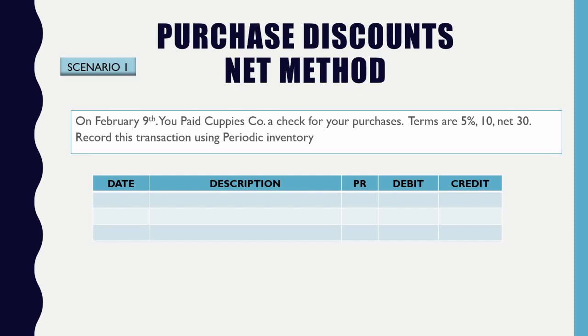However, just because we record it at the discounted amount, the idea is that we haven't paid for it yet. We owe them the money. So let's go ahead and take a look at scenario 1 once again, where it's now February 9th, and we finally make a payment to Cuppy's Co. In this case, our terms are still 5%, 10, net 30. But we've already taken the discount out already.